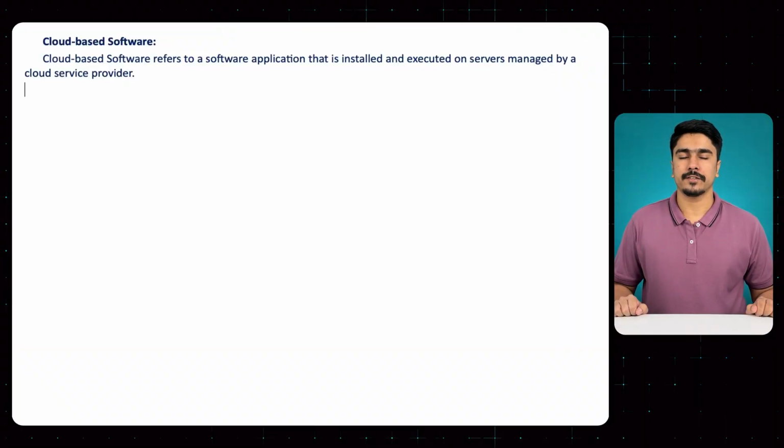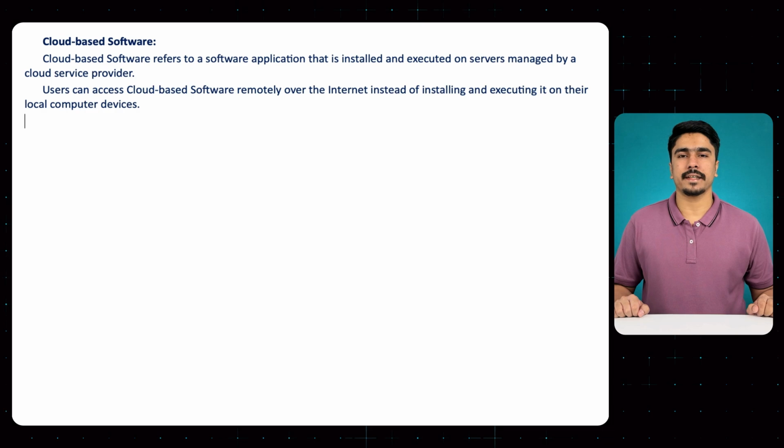Cloud-based software refers to a software application that is installed and executed on the servers managed by a cloud service provider. Users can access cloud-based software remotely over the internet, instead of installing and executing it on their local computer devices. Examples of cloud-based software are Google Drive, Microsoft Teams, Canva, or any other software that you access through your web browser. Let's understand the advantages of cloud-based software.